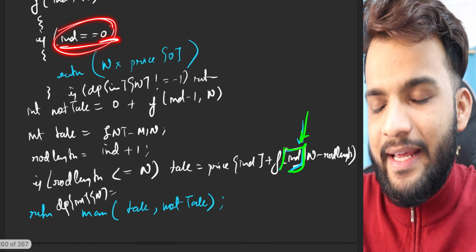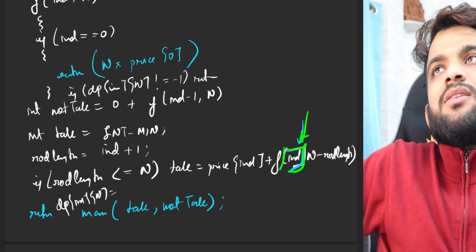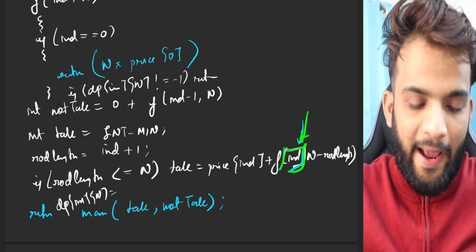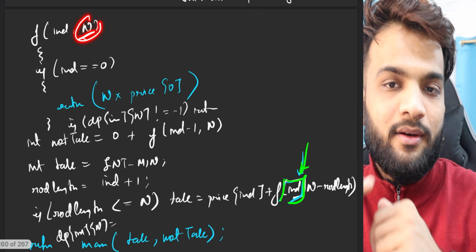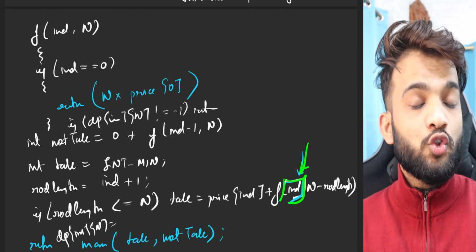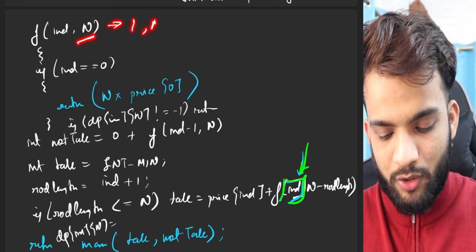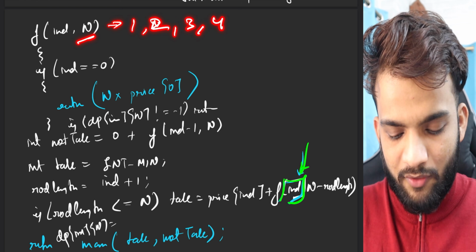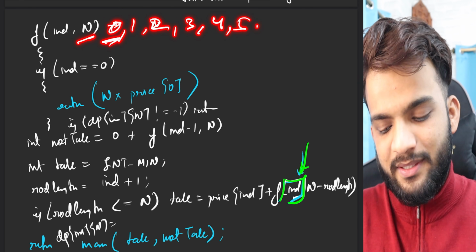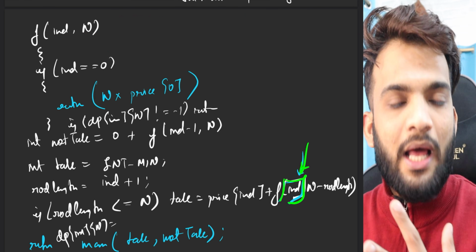So let's look at the base case. It states index equal to 0. Does it have a boundary on n? The answer to that is it does not have a boundary on n. So n can be anything. It can be 1, 2, 3, 4. In fact, it can be 0 as well. It can be 5, 6, anything till the largest n.